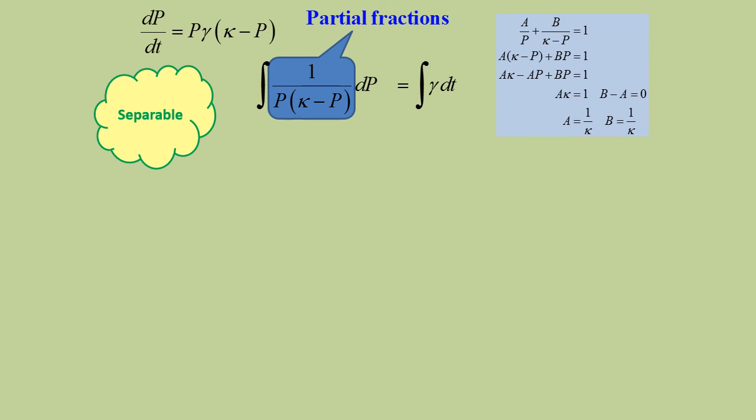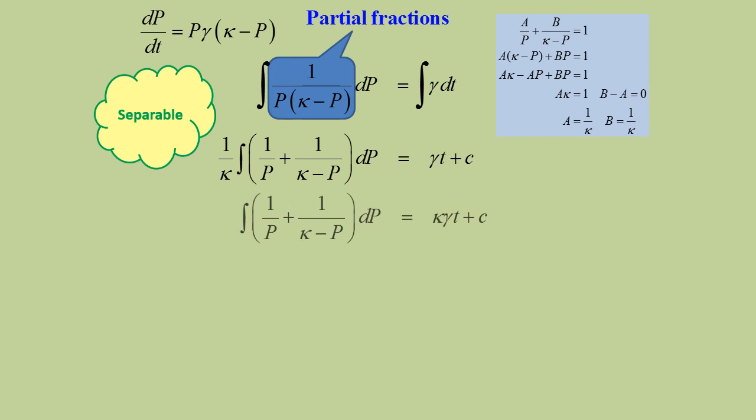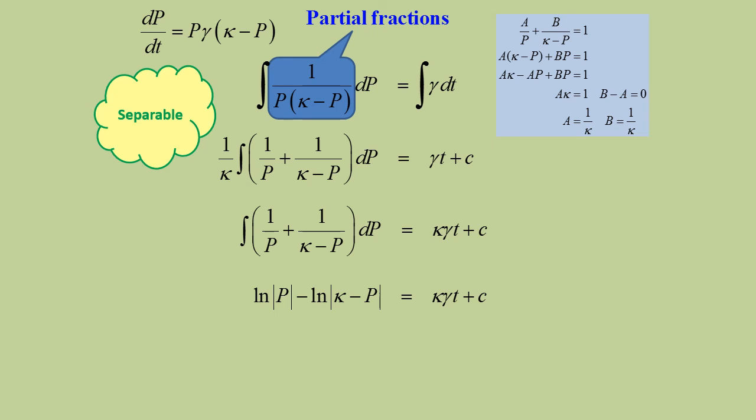Here's a brief summary of that. The left-hand side ends up to be 1 over kappa times the integral of 1 over P plus 1 over kappa minus P. The integral of the right-hand side just comes out to be gamma times t. And we'll use the constant of integration over on the right-hand side. To integrate the left-hand side, first we'll just get rid of the kappa by multiplying. Then we would have the ln of P plus the ln of kappa minus P, which we can combine together into a single ln, and then do the natural exponential of both sides.